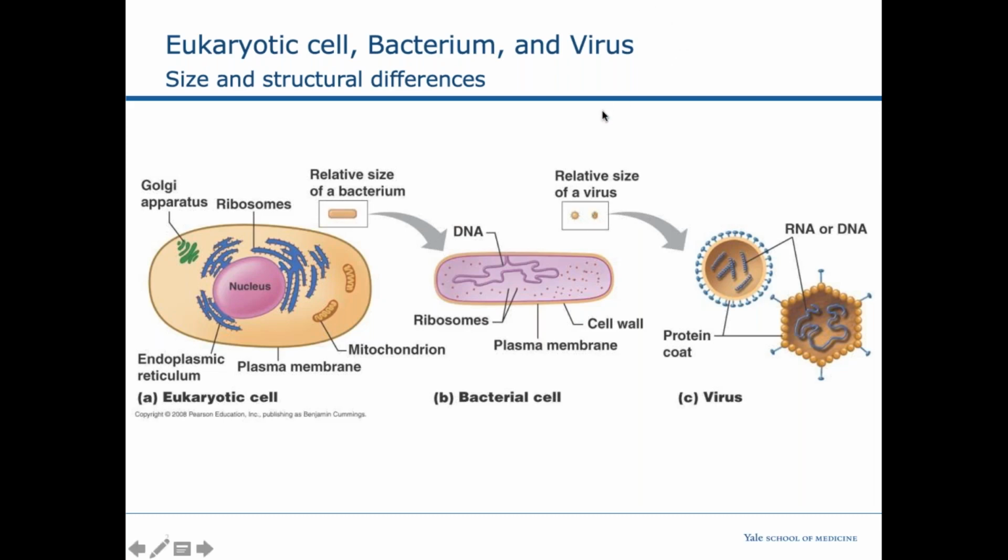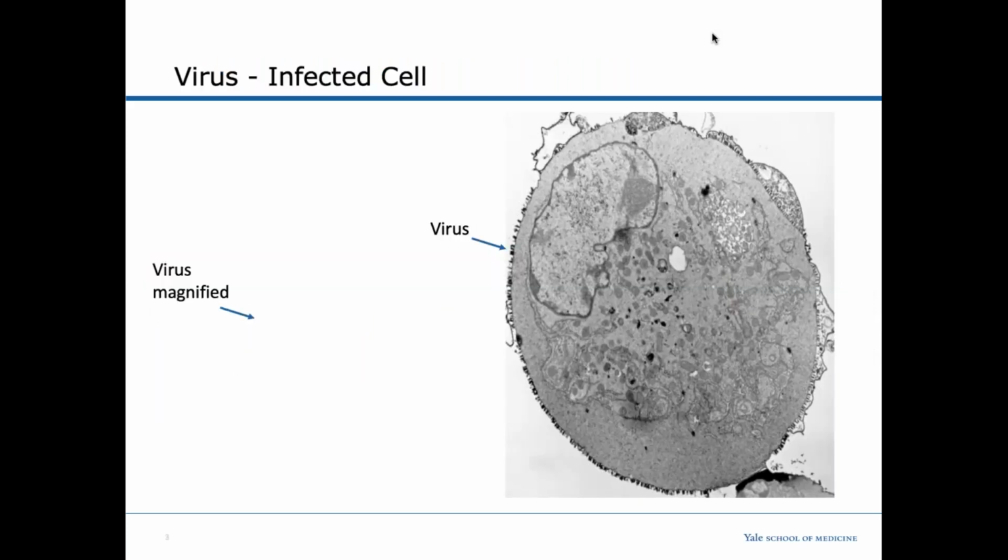Then you can see the size of the virus. So the virus is much smaller, and there's two basic types of virus. They have inside genetic material, which is either DNA or RNA, and then they have a shell around them, which is made up of viral proteins, and some of them have an envelope which they take from the membrane of the cell that they're infecting. So you can see that they're very, very small.